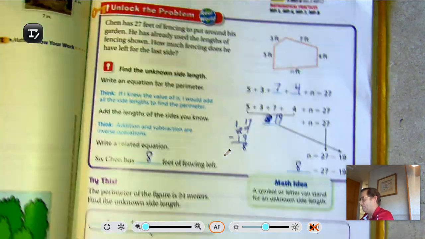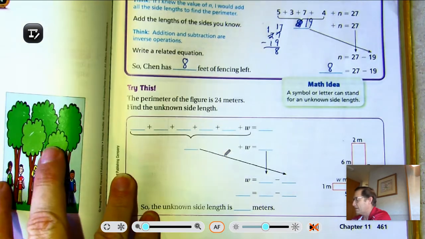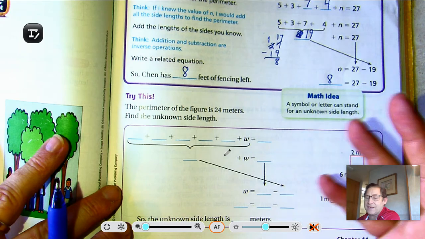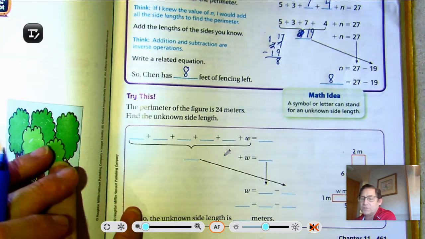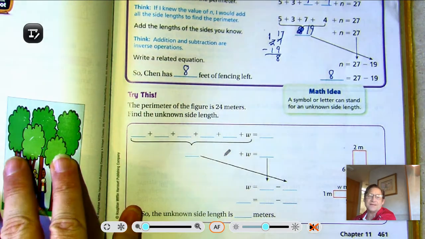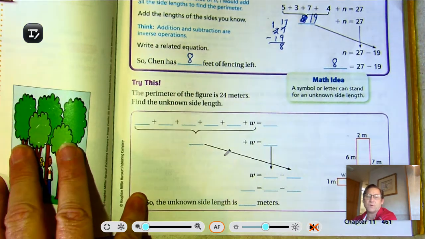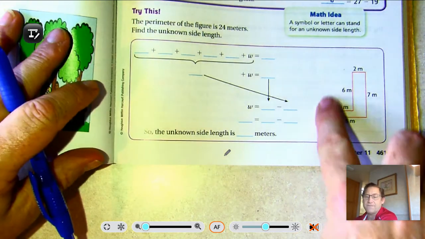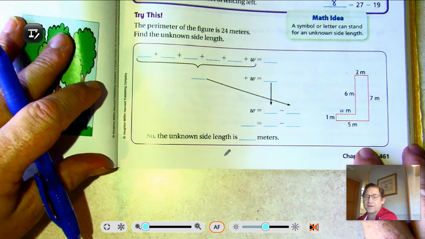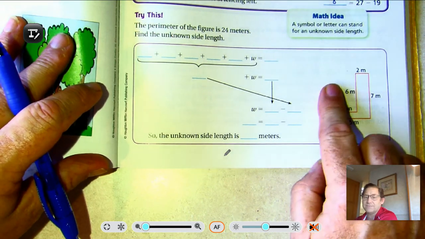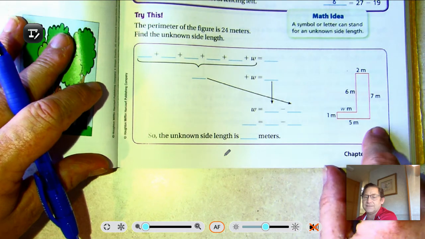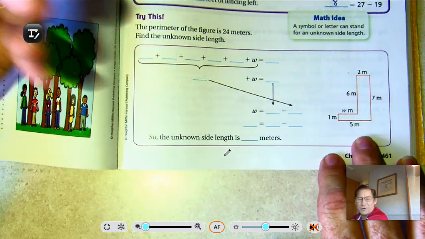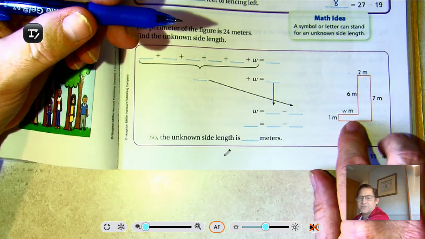All right, let's try some more. And keep in mind that a symbol or letter can stand for an unknown side length, and it really doesn't matter what letter or symbol you use. So try this. The perimeter of the figure is 24 meters. So all the way around this shape is 24 meters. So if we add up all the sides, we'll get to 24. And it doesn't matter which order you put these in, you can start anywhere.